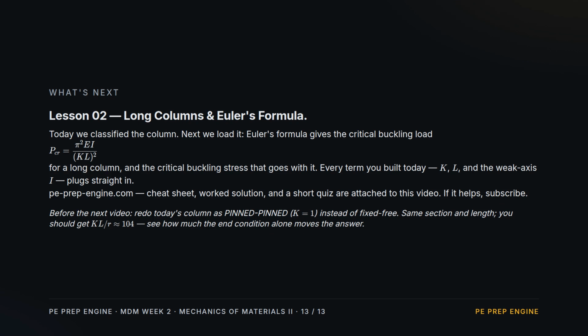Next up, Lesson 2, Long Columns and Euler's Formula. Today we classified the column. Next, we load it. Euler gives the critical buckling load, pi squared times E times I, all divided by K times L squared, and the buckling stress with it. Every piece you built today, K, the length, and the weak axis inertia, plugs straight in. Before then, redo this column as pinned, and watch the end condition alone move the slenderness.